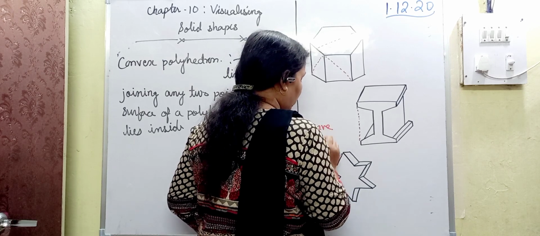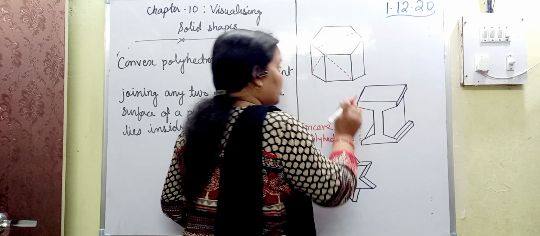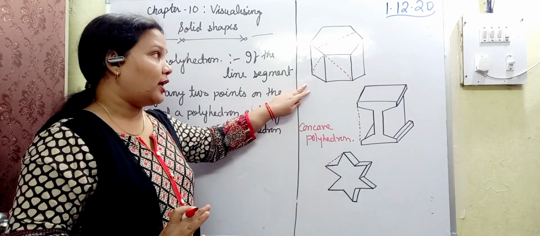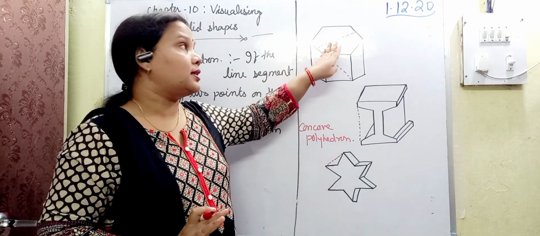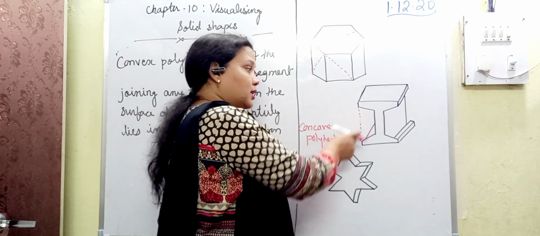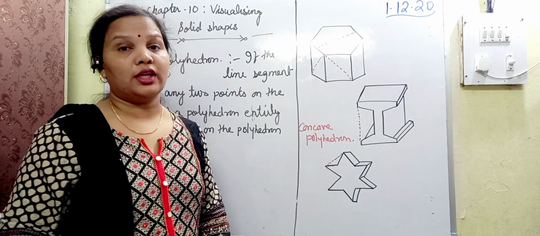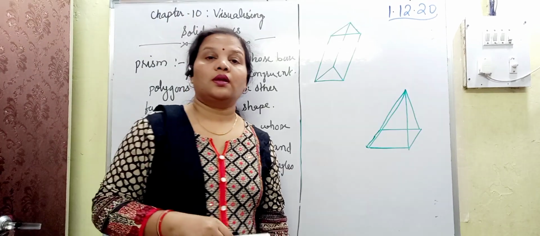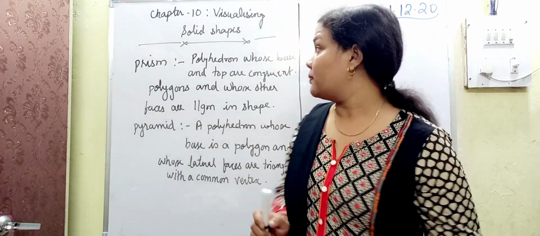Concave polyhedron. So this is the convex polyhedron, where all the lines, if you are joining them, lie inside it. These are known as convex polyhedra, and if it doesn't, then it is known as a concave polyhedron. Now next is about prism and pyramid.